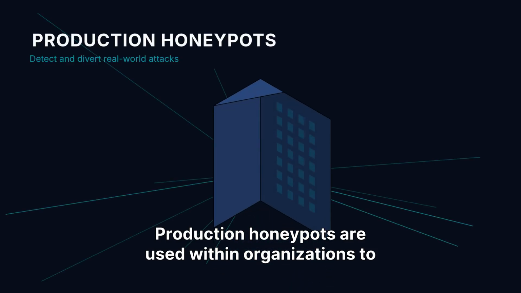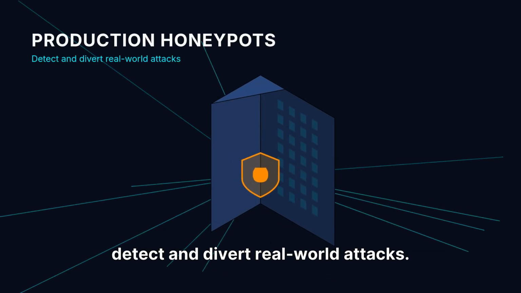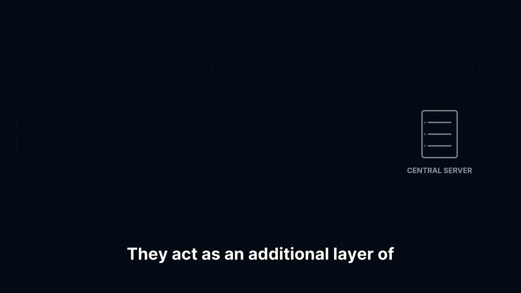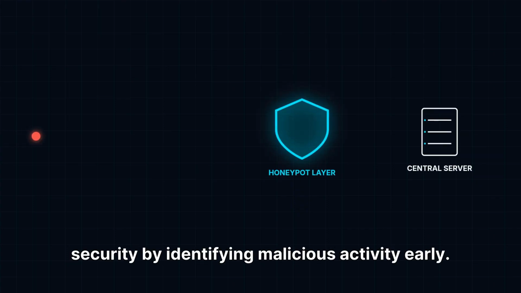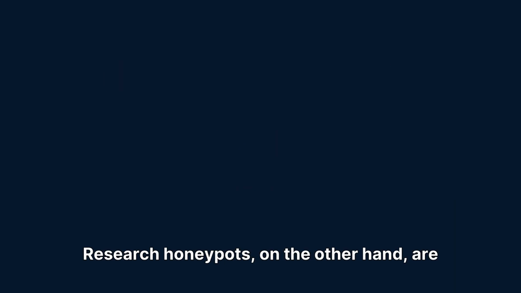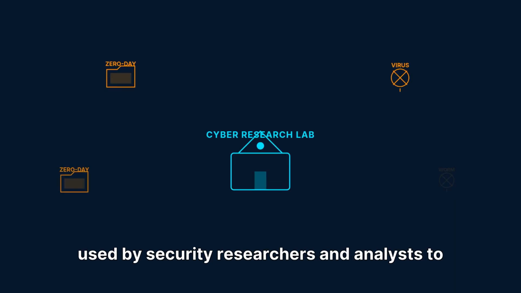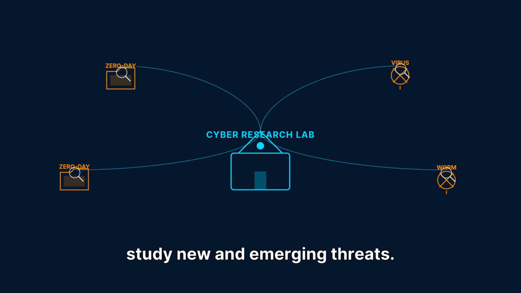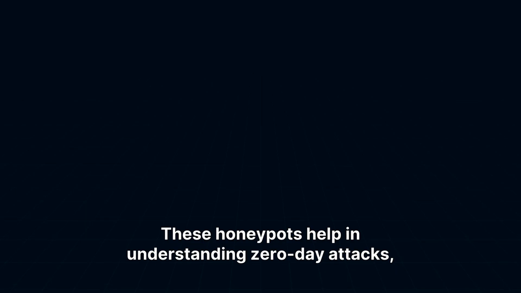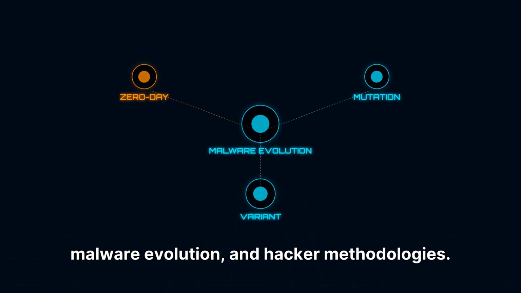Honeypots are also classified based on their purpose. Production honeypots are used within organizations to detect and divert real-world attacks. They act as an additional layer of security by identifying malicious activity early. Research honeypots, on the other hand, are used by security researchers and analysts to study new and emerging threats. These honeypots help in understanding zero-day attacks, malware evolution, and hacker methodologies.